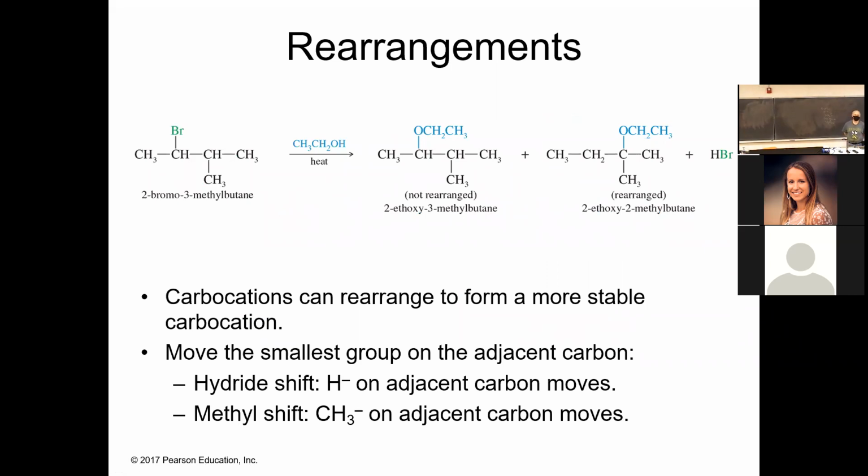When we form carbocations, they can rearrange. So here we have 2-bromo-3-methylbutane, and the unrearranged product would simply have the OCH2CH3 replacing the bromide at this position. But we also get some of this. Carbocations can rearrange to form a more stable carbocation. This is particularly the case if we have a secondary that can rearrange to a tertiary.